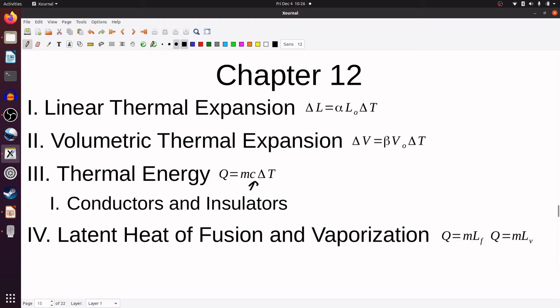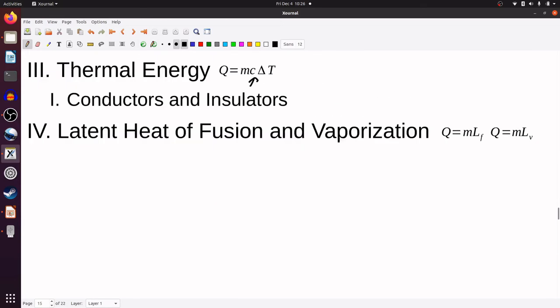We also talked about latent heat of fusion and vaporization. That's when things either freeze, melt, evaporate, or condense. And when you're undergoing a phase change, the temperature of the substance doesn't change, if you recall as well. So those are things you need to remember about Chapter 12.